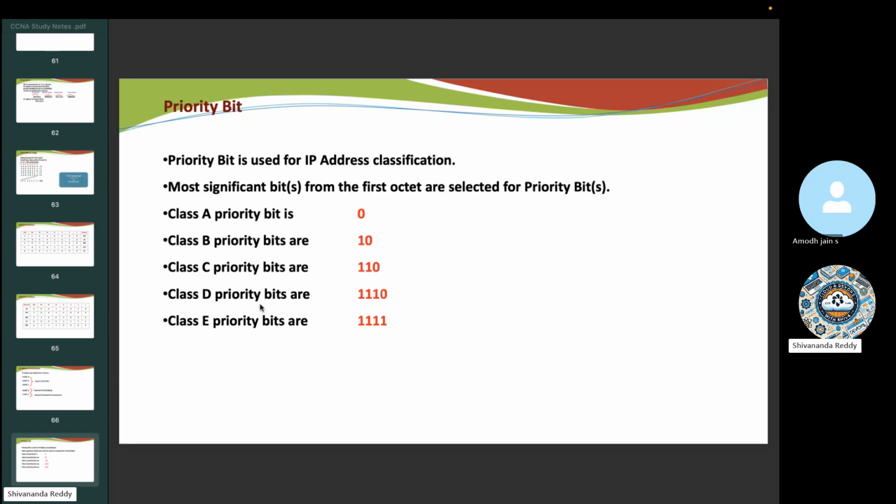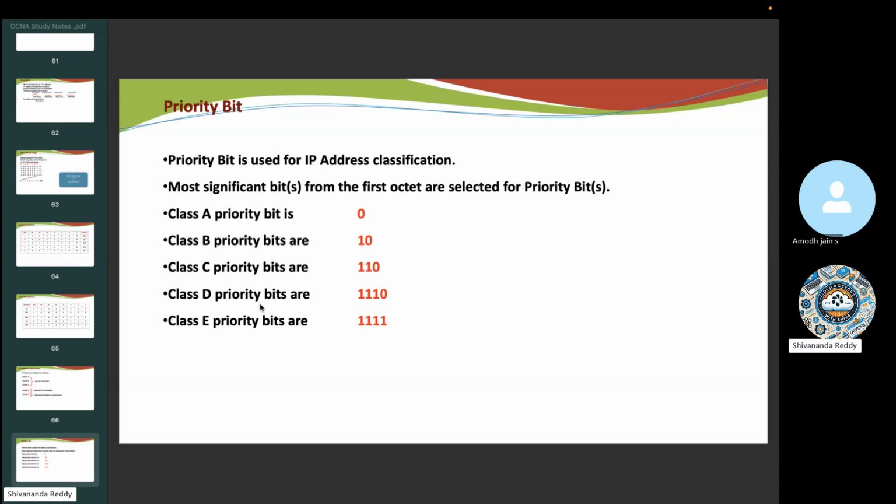Priority bits are used for IP address calculation and classification. The most significant bits from the first octet are selected as priority bits. You might have heard the words MSB, LSB: most significant bit, least significant bit. Most significant bit means the starting point of the IP address, the left side, the range you see. Least significant bit means the right side number. So we always look at the left side number only.